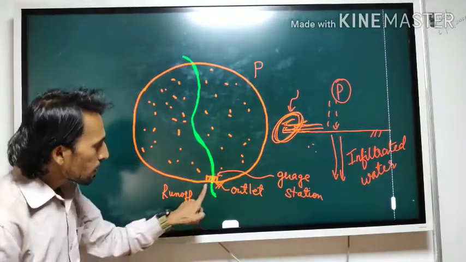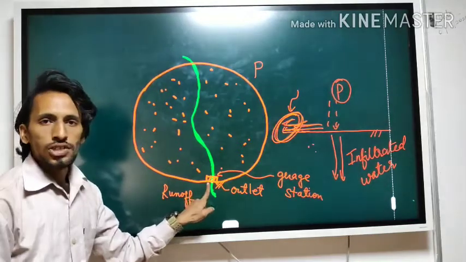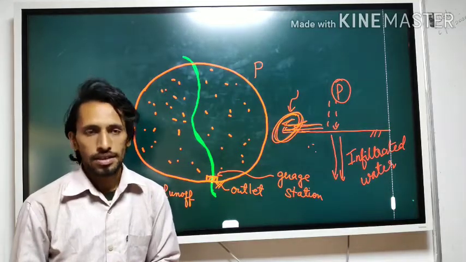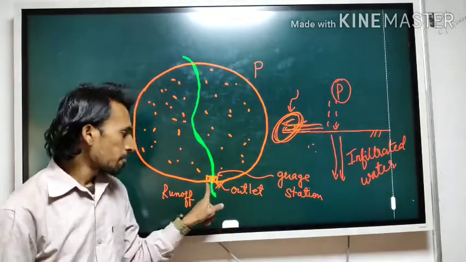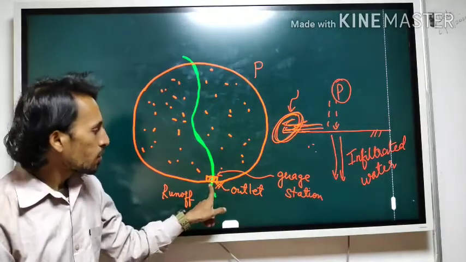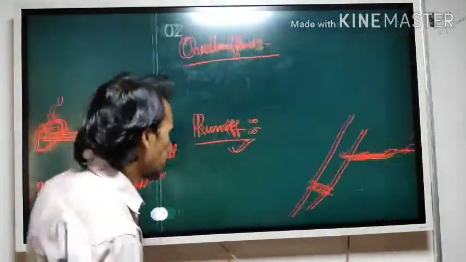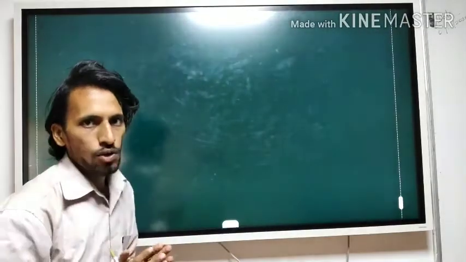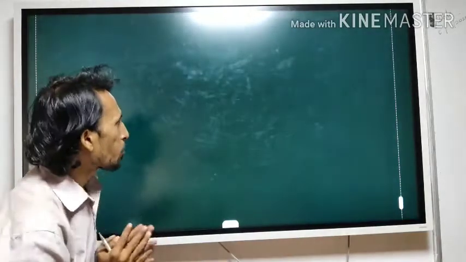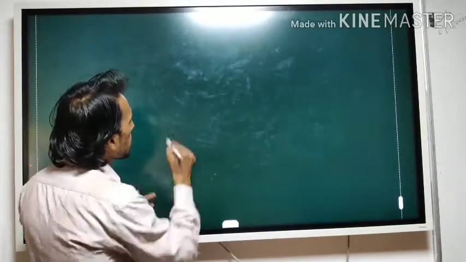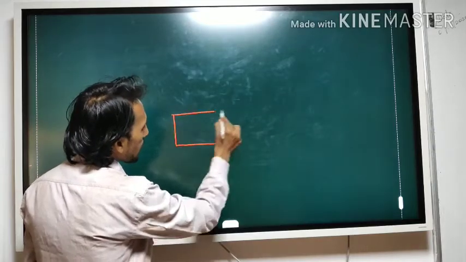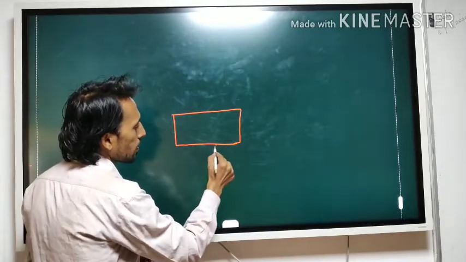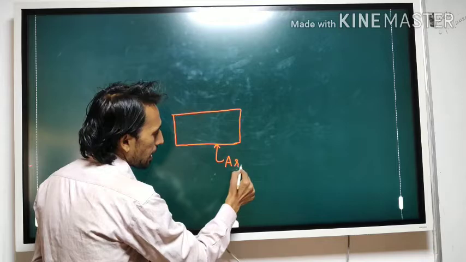What you can do, you come to this gauge station, you measure the cross sectional area of this stream. Then what will you do? Let me draw another diagram. So let's say you are at the gauge station, you are at the river side, and you just have to measure the cross sectional area of the river. Let us say this is the cross sectional area of the river.